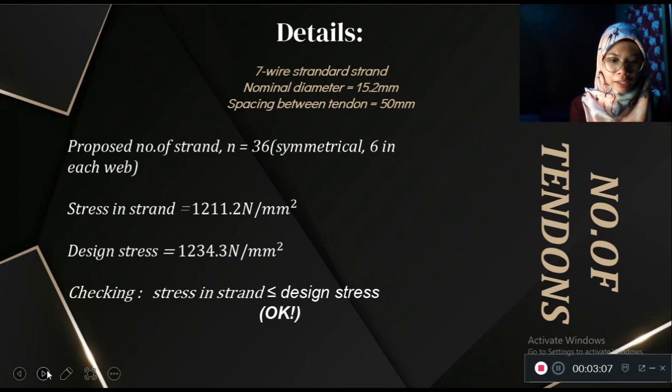For the number of tendons, the proposed number of strands n equals 36, which is symmetrical, 6 in each web. For the stress in strand, it is 1,211.2 Newton per millimeter squared, and the design stress is 1,234.3 Newton per millimeter squared. We do the checking, and we got okay because the stress in strand is less than the design stress. So we provide 36 number of 7 wire 15.2 millimeter diameter standard strands, with spacing between the tendons of 50 millimeter.